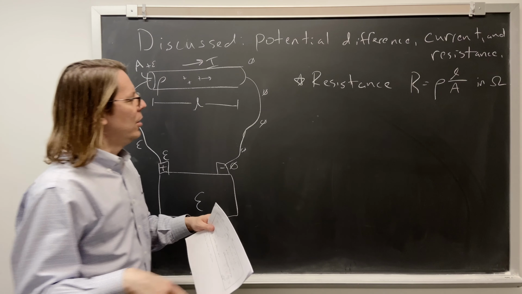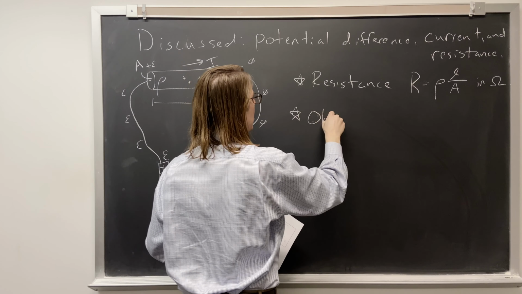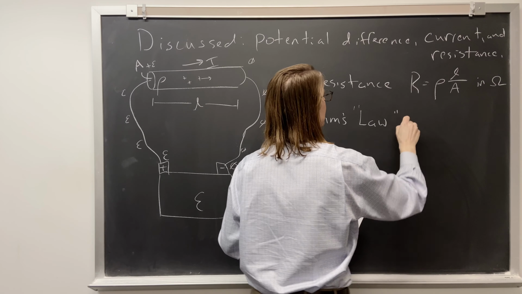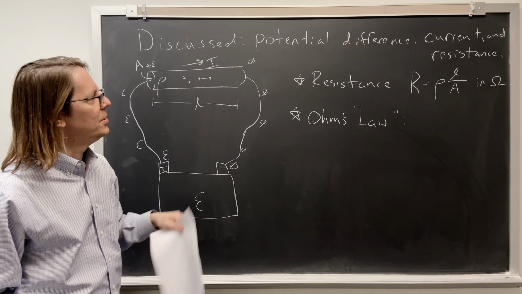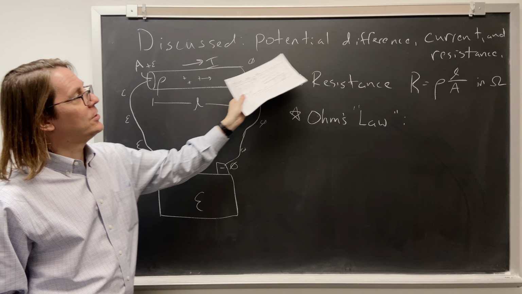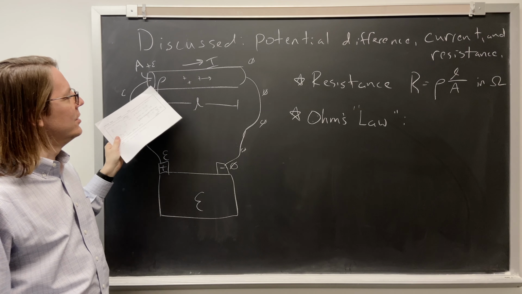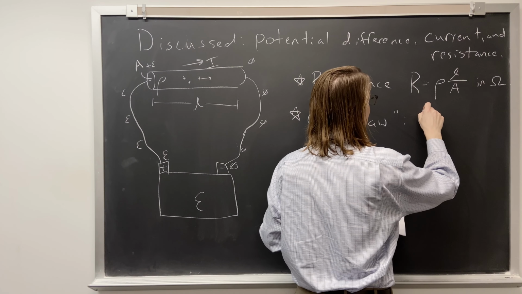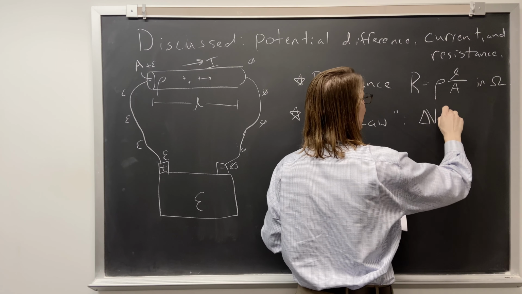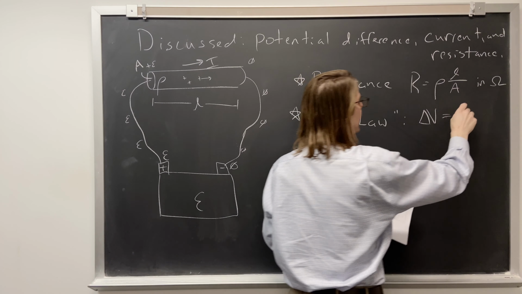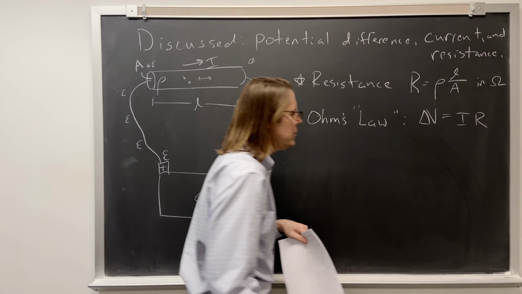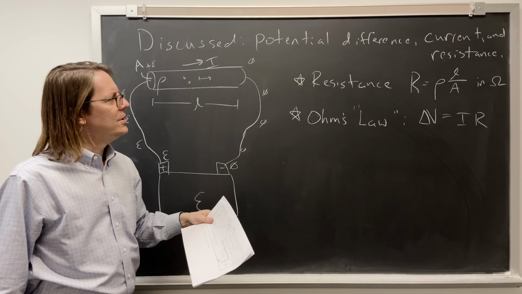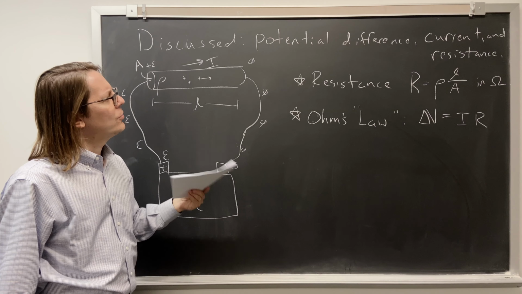We talked about Ohm's law, and I'll put it in parentheses as we discussed. It's not really a law, but it's the relationship between the voltage difference, the potential difference you apply to this resistive element, and the current and the resistance. And of course, it's the famous one: we can write delta V to remind ourselves it's the voltage across the thing, equals IR. Ohm's law.